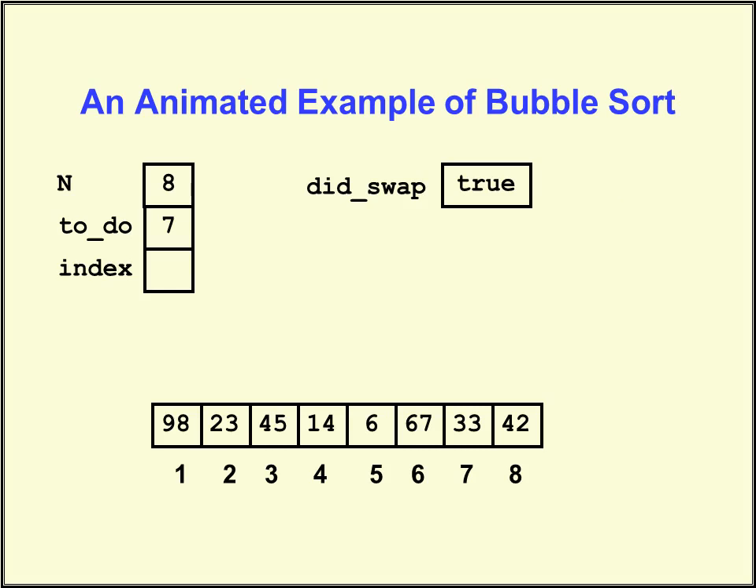This is an animated example of the bubble sort technique. Did swap generates the true value if swapping occurs, and it generates the false value when no swapping occurs. N is the number of elements present in the list that we want to sort. Here the value is 7, meaning we need to perform 7 iterations to sort this list in ascending order.